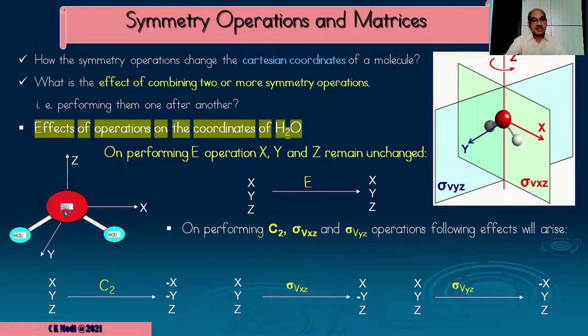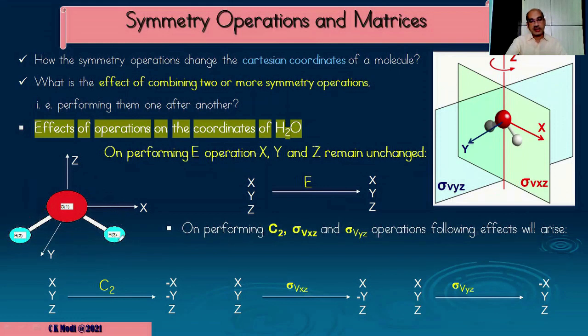So look at this water molecule. Water has a bent structure. This is oxygen, situated at the center, and these are the two hydrogens. These are the three Cartesian coordinates x, y, and z. Now if I perform any operation on the water molecule, for example the C2 operation, which is situated on the z-axis, an imaginary line passing through the center of the molecule, and rotate it by 180 degrees, then after the 180-degree rotation, H2 and H3 interchange their positions.